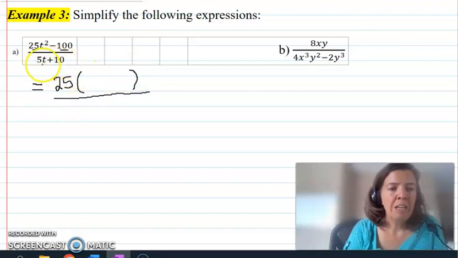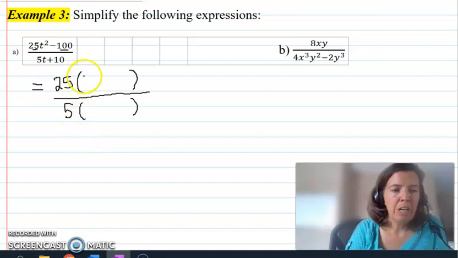Also looking at the denominator, there's a common factor here of 5. Now when you're figuring out what's left after you pull out a common factor, what you should do is divide by whatever you've factored out. So for example, in the numerator here, I factored out 25.